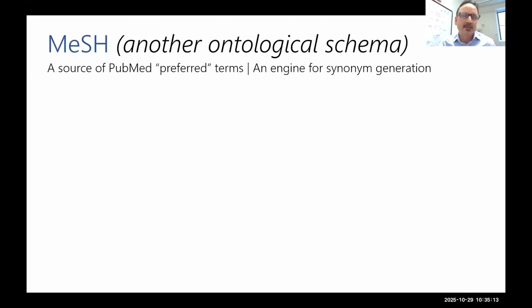So it is a source of PubMed preferred terms. And that sentence is a clue to why it's valuable. If the MeSH database is the preferred terminology PubMed uses, then absolutely I want to be plugged into that, because that's my key to finding relevant papers on the topics I've chosen. It's also an engine for synonym generation, a place where you can capture that heterogeneity I spoke about.